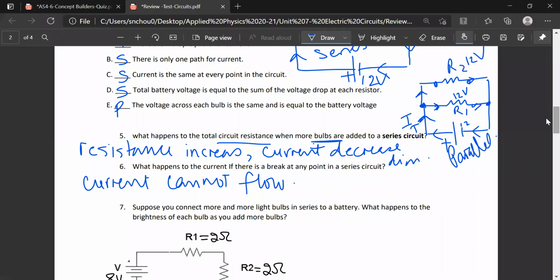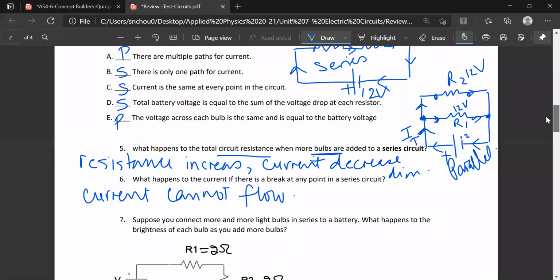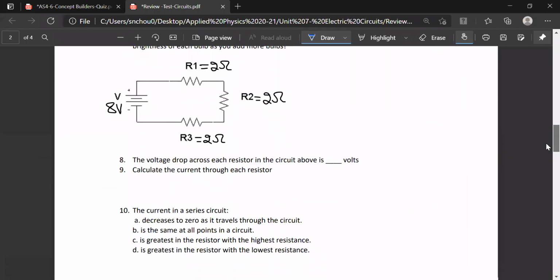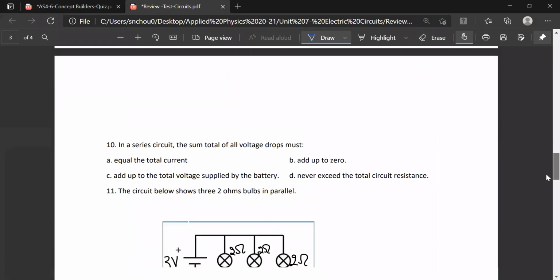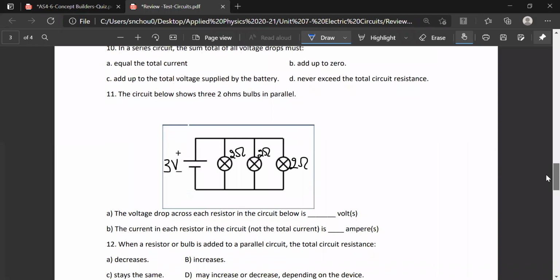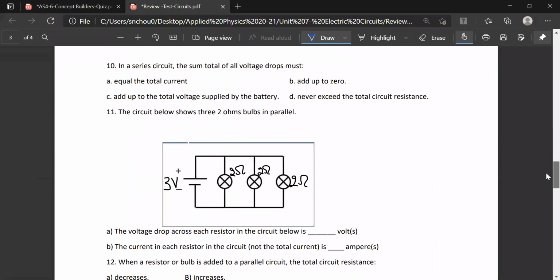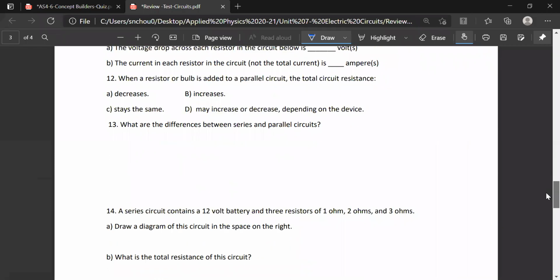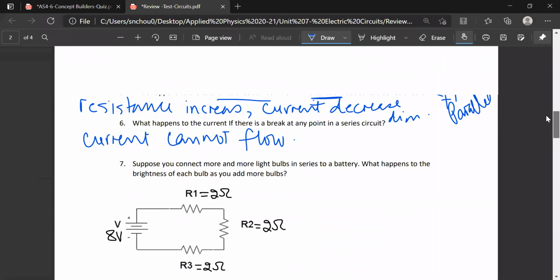Let's also review what happens in parallel. Let me see if I have similar questions for parallel circuits. If not, we can add that. I guess I can just mention it here.